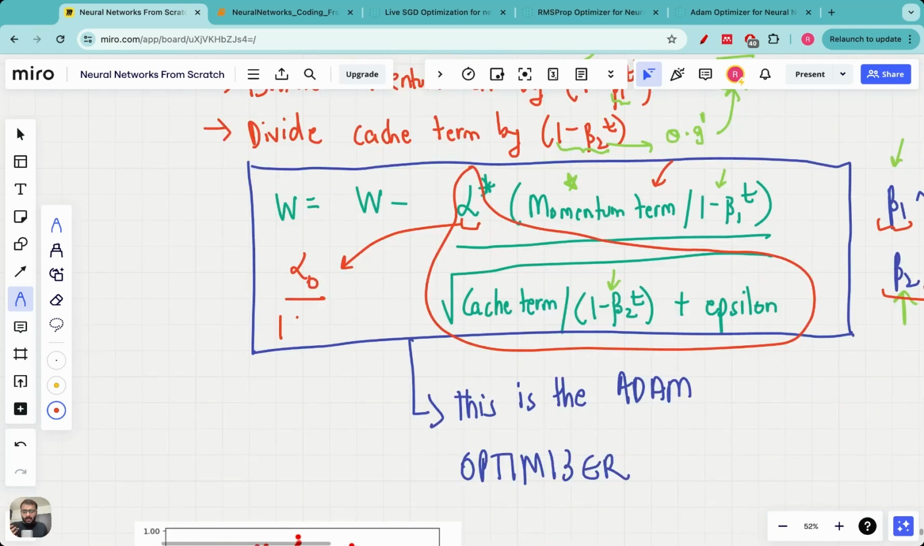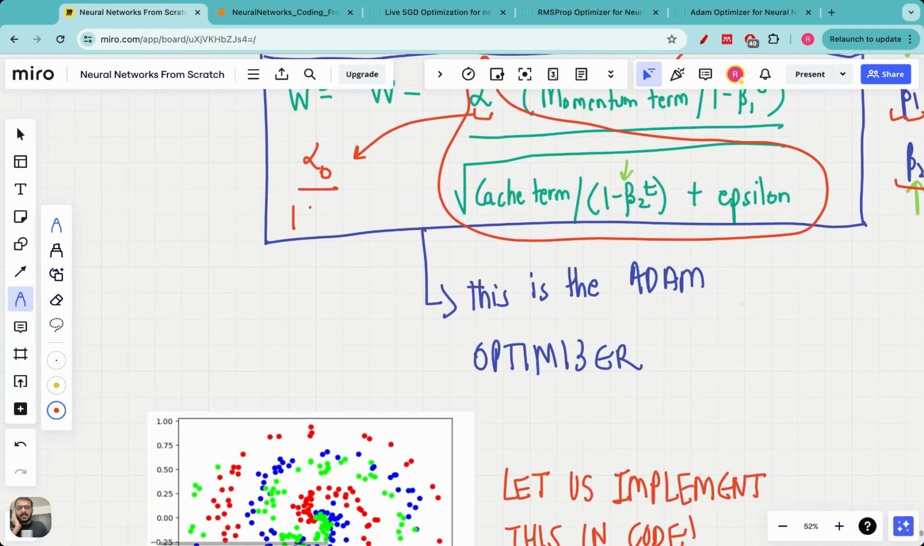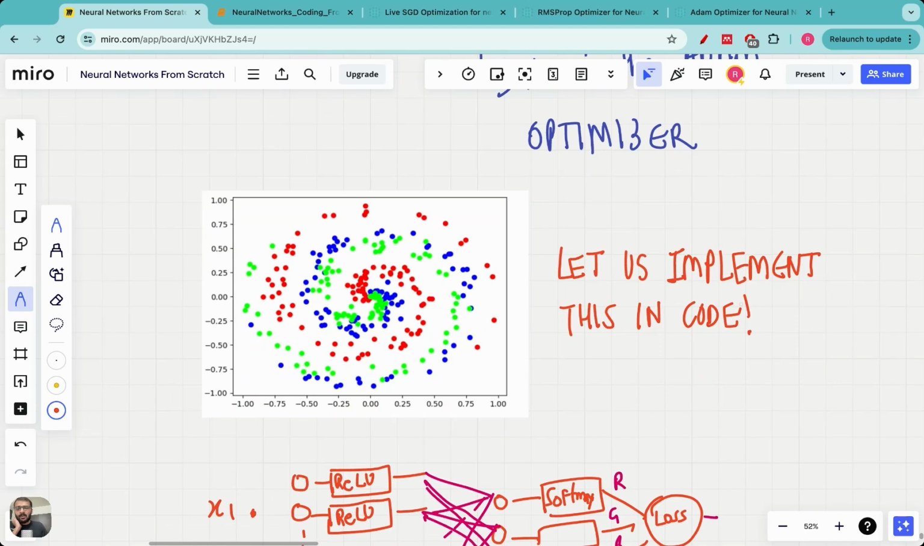Okay, so in part 2 of this lecture, I am going to implement the Adam optimizer completely in Python, and I'm going to show you step by step how to code the Adam optimizer and how to solve an entire neural network using the Adam optimizer. So let us implement this in code.